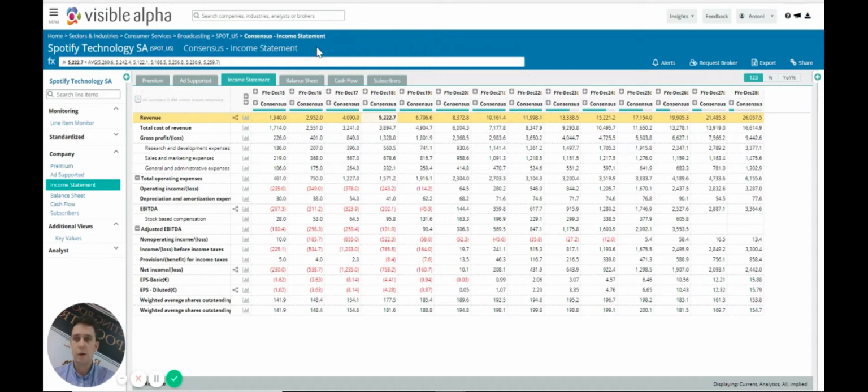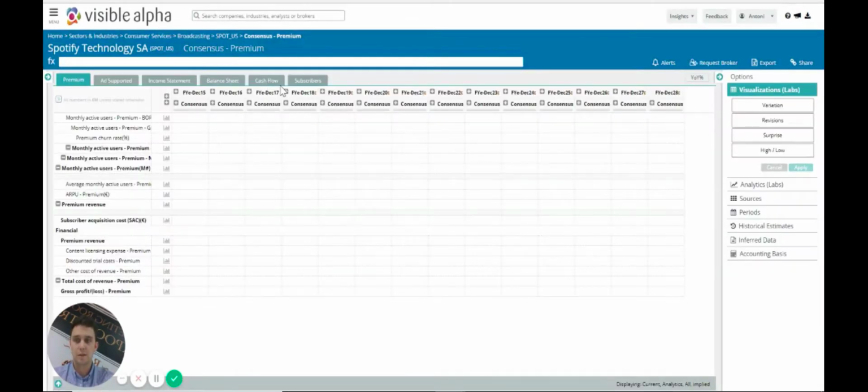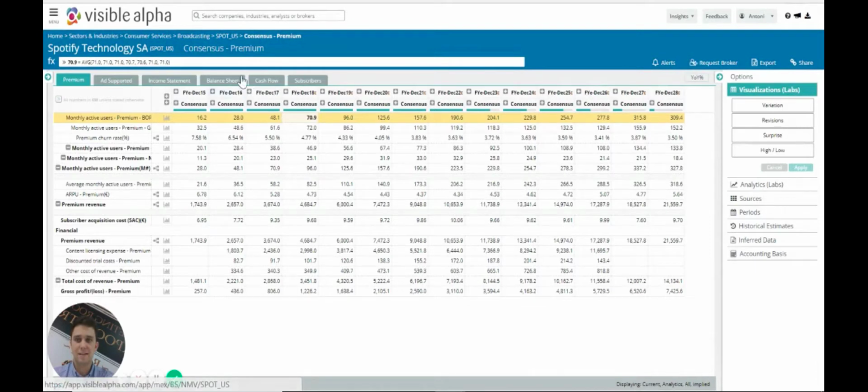Right now we're looking at the income statement, but let's have a look at something a bit more interesting. Spotify is divided between two segments. One is premium or their subscription service. The other is their ad-supported segment, the one where music is interrupted by advertising every now and then. Premium accounts for about 90% of the firm's revenue. So let's go in there first and see what happened in the latest earnings call.